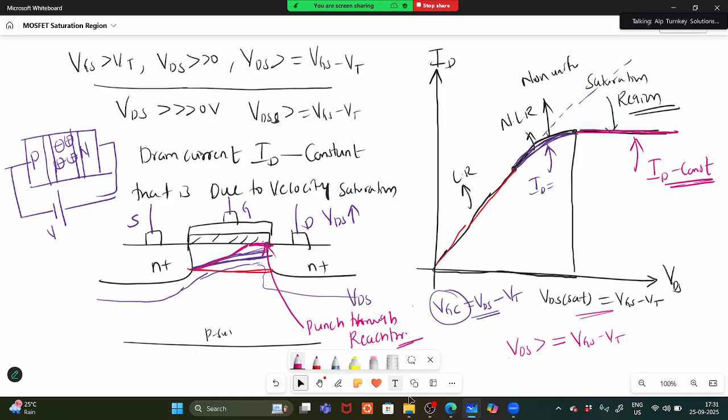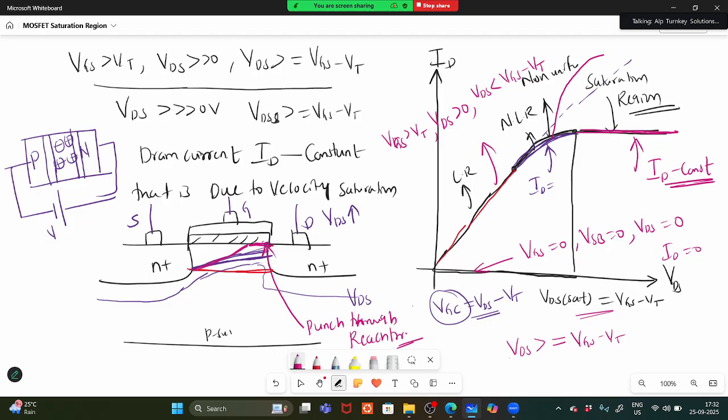So we have discussed all the regions. One is the cutoff region: VGS equal to 0, VSB equal to 0 and VDS equal to 0, so there is no drain current, ID equal to 0. The linear condition we have already seen: VGS is greater than VT, VDS is a small value, and VDS is less than VGS minus VT. This is the linear region.